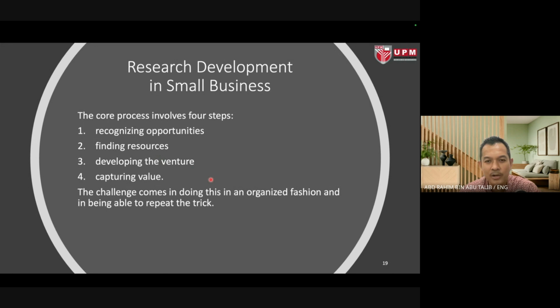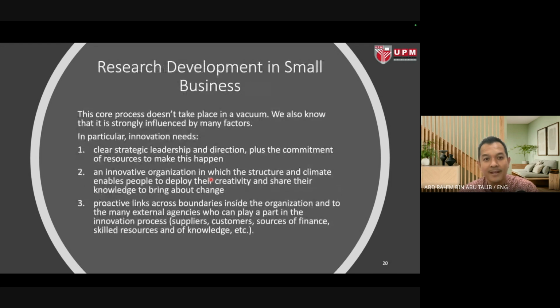Later in your exercise, I'm going to explain to you in our next future lecture how you do a startup to bring your idea to market. Right. So this core process, the 4 core processes, doesn't take place in a vacuum. We also know that it is strongly influenced by many factors. Okay. In particular, innovation needs clear strategic leadership and direction.